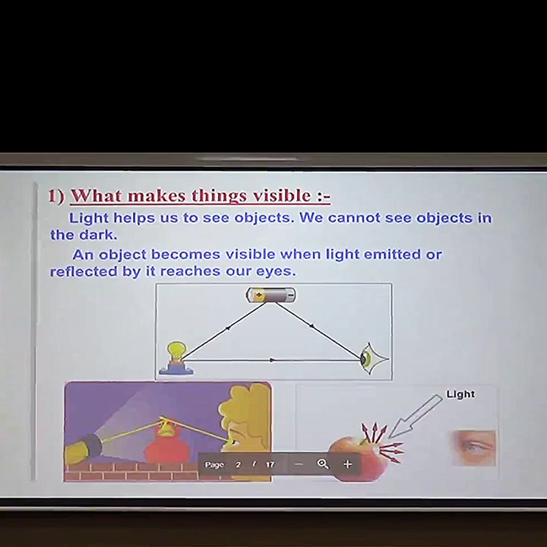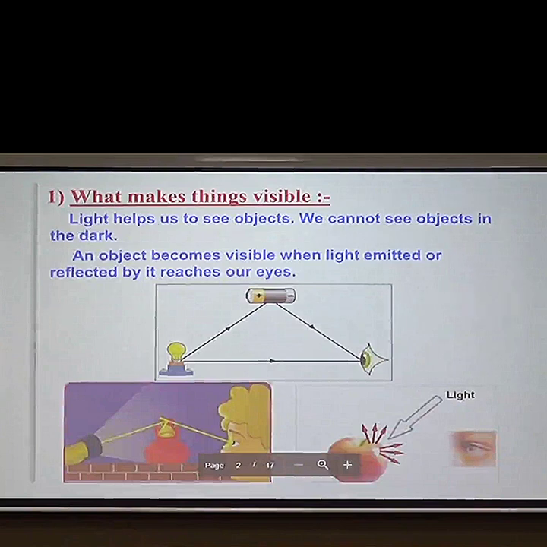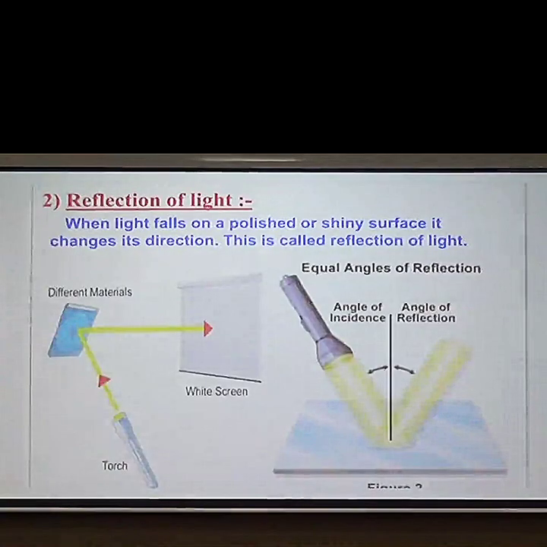Now, the first thing is the introduction of light. What makes things visible? We know that light helps us to see objects, and we cannot see objects in the dark. Therefore, light is a source of energy which enables us to see. The second property of light, or the second phenomenon of light, is reflection of light.